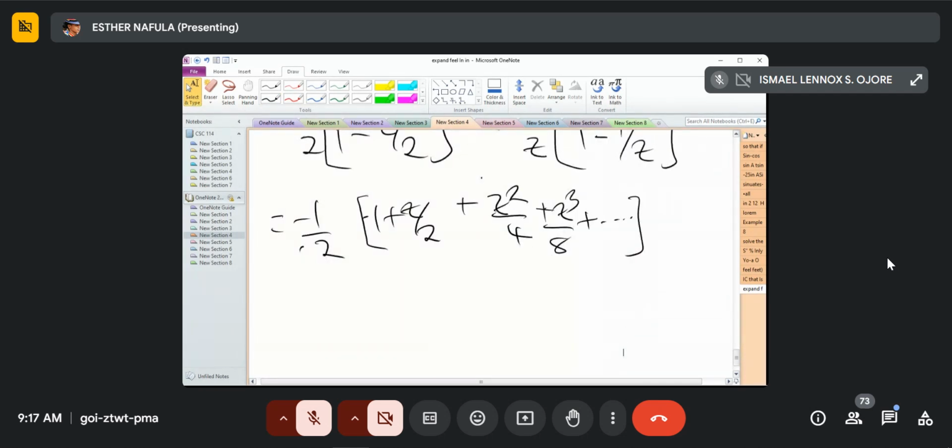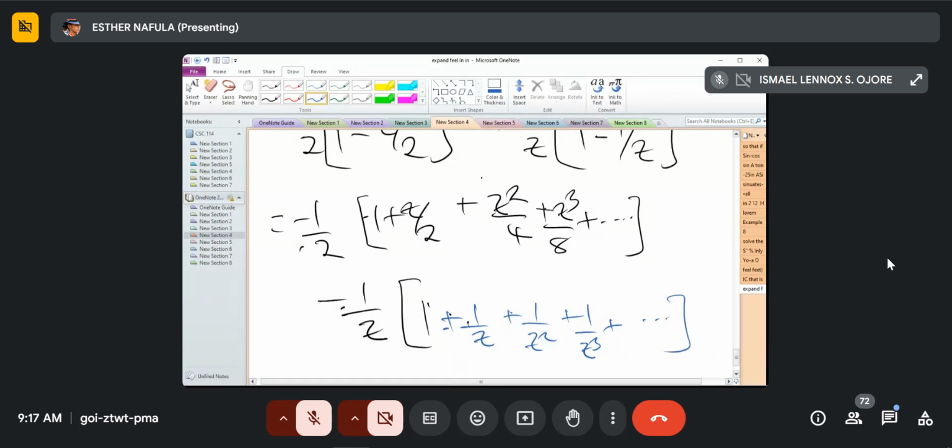Then we are subtracting the second one, minus 1 over z into 1 plus 1 over z plus 1 over z squared plus 1 over z cubed plus, and so on. You say which is the required series.